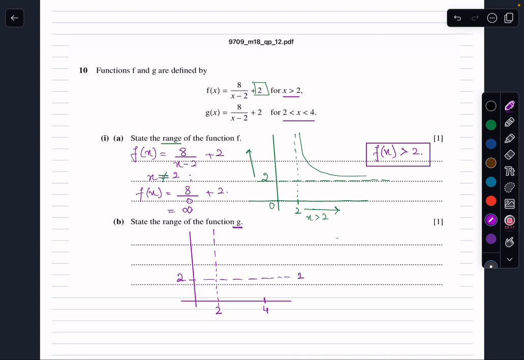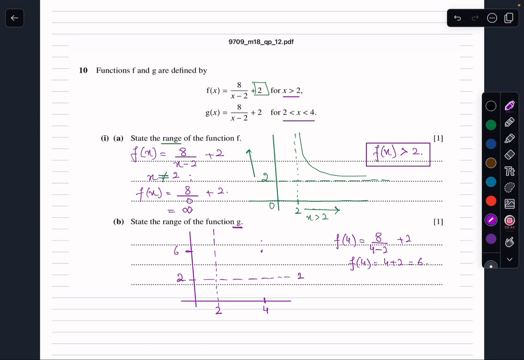So if I substitute my x as 4, I should be getting 8 divided by 4 minus 2, plus 2, which gives me the range value as 8 divided by 2, which is 4, plus 2, and that is equal to 6. That means if my x is 4, then my range value is going to be 6 here. Let's mark the value 6 here.